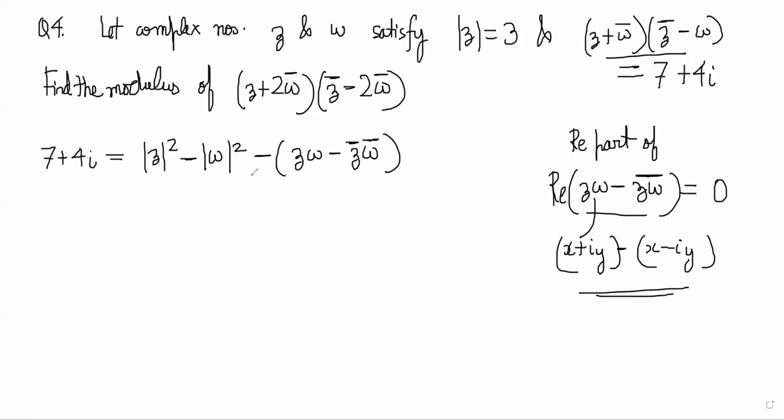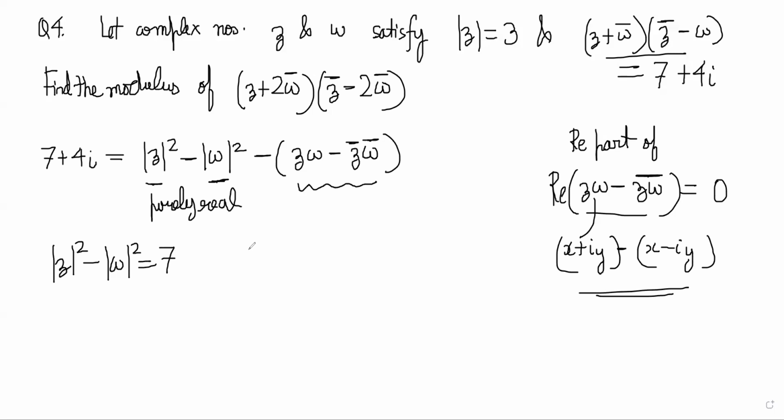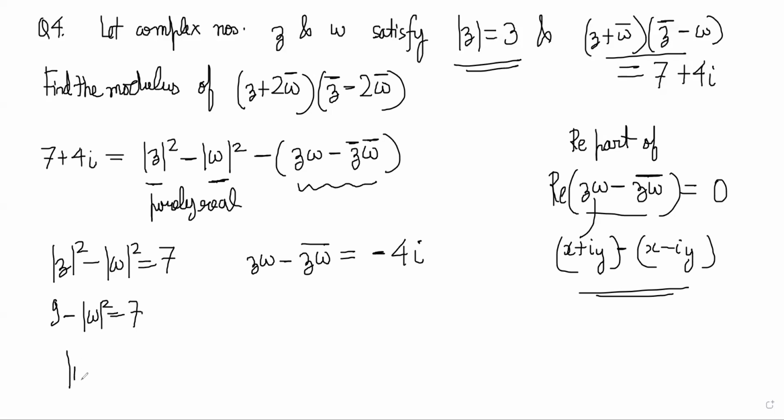So therefore, this part is purely imaginary, while this part and this part are purely real. So we can immediately say that mod of z square minus mod of w square is equal to 7. And zw minus zw whole conjugate is equal to minus 4i, right? Since we are given mod of z is 3, this becomes 9 minus mod of w square is 7. So mod of w square is 2. We get this.